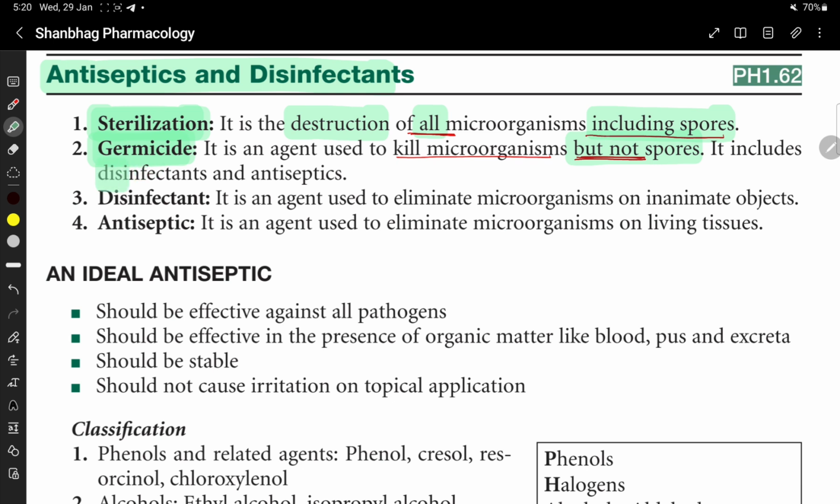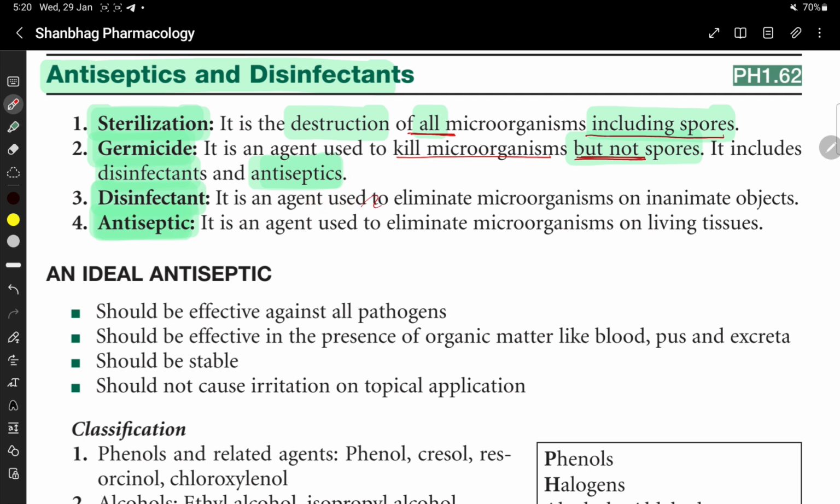It includes disinfectants and antiseptics. They kill microorganisms but not spores. Disinfectant and antiseptics are germicides.